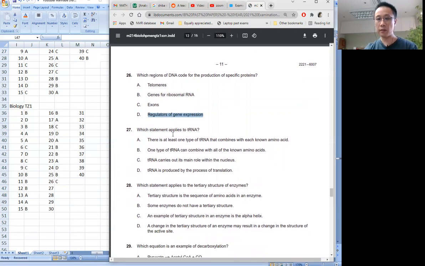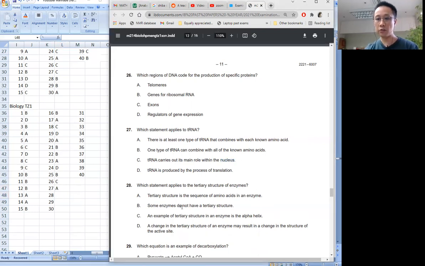Okay, 27, which statement applies to tRNA? At least one type of tRNA. I think A sounds reasonable. B is wrong. Again, tRNA is shape specific. There needs to be different tRNA for different amino acids, and there are 20 of them at least. tRNA carries its main role in the cytoplasm because that's where the translation mechanisms are. tRNA is not produced. tRNA assists translation, so A should be the correct answer.